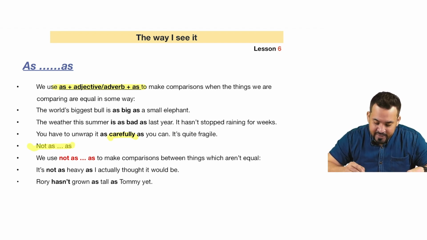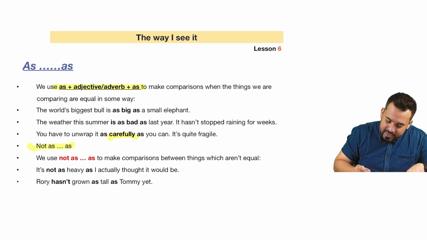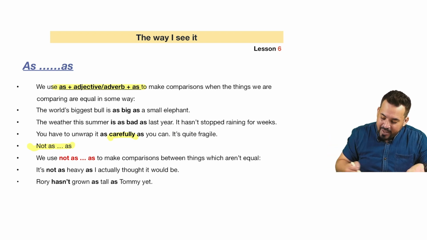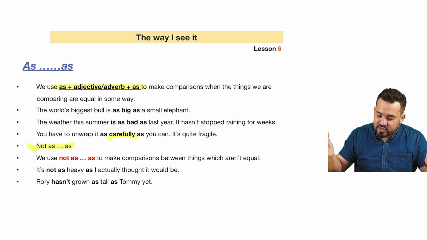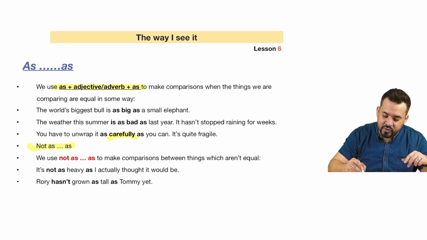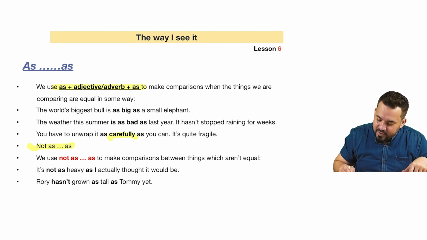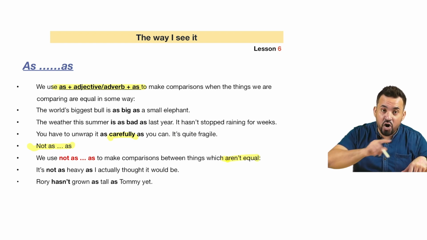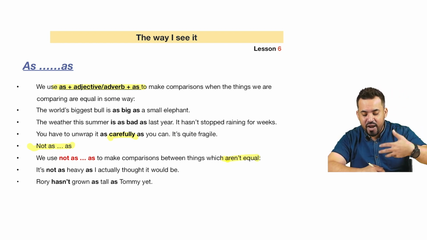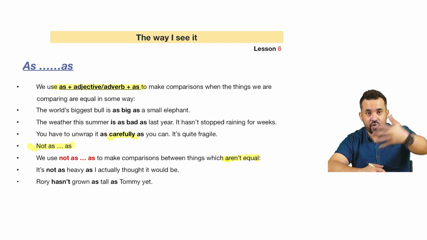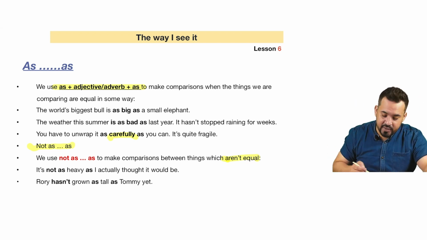Not as. Okay, so in this case, we will take "not as adjective, adverb, as." This is to make comparison between things that are not equal. So it's the opposite of this one. Here we're making a comparison between things that are not equal. We say "not as adjective, adverb, as." So let's take a look.